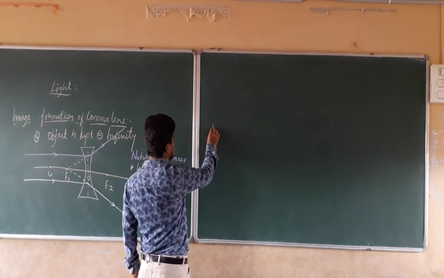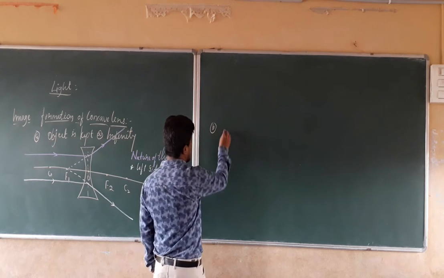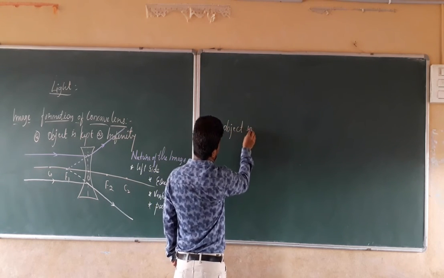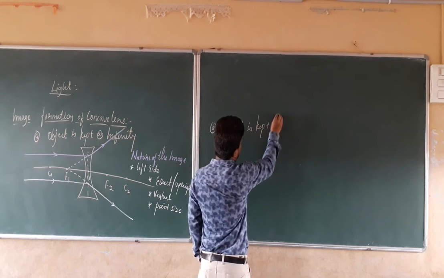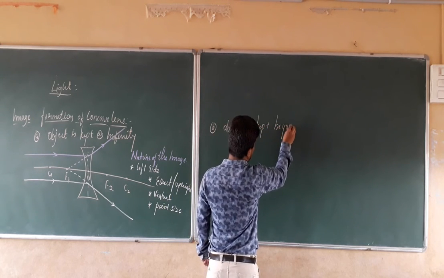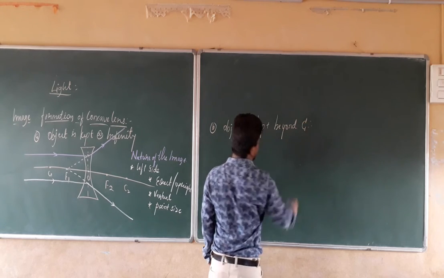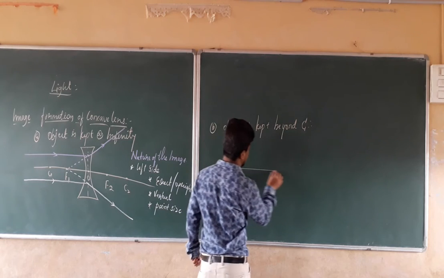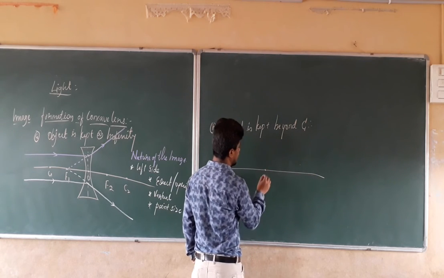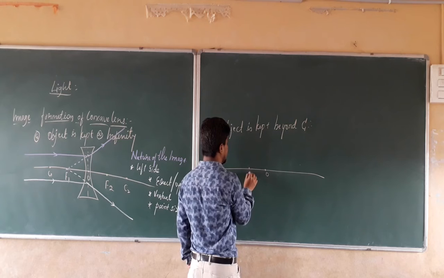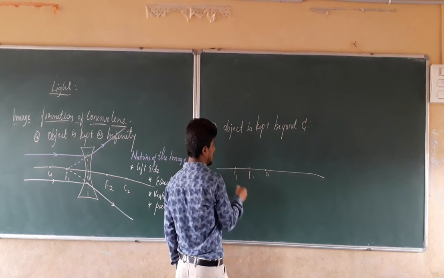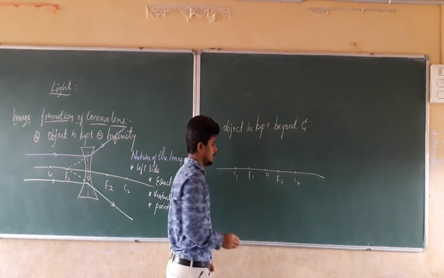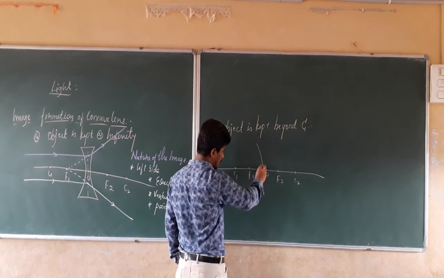The last diagram in this topic is when the object is kept beyond C. Object is kept beyond C. So again we have to draw a ray diagram. So we are going to draw the concave lens. This will be the O, this will be the F1, this will be the C1, this will be the F2, this will be the C2, right? So we are going to draw the concave lens here.